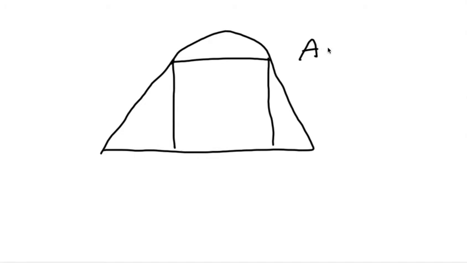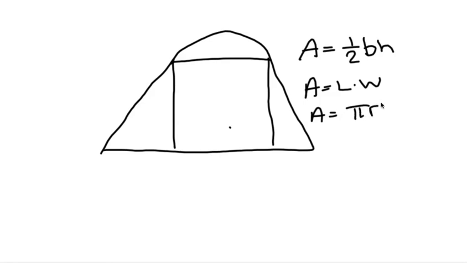So just take your time and evaluate what shapes you have. And then know your formulas. Area of a triangle is 1/2 of the base times the height. Area of a rectangle is just length times width. And area of a circle is pi r squared. Good luck.